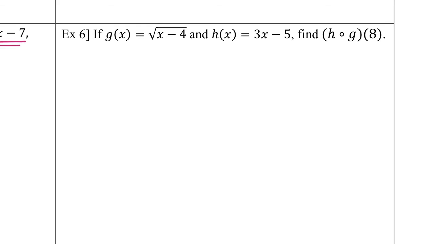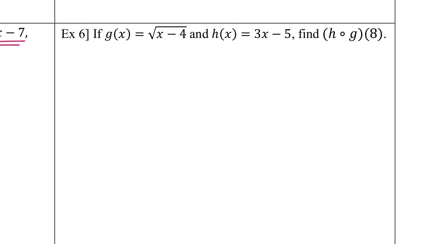Example 6. G of x equals the square root of x minus 4, and h of x equals 3x minus 5. Find h of g of 8, sorry. So let's rewrite this guy. H of g of 8. So again, I have an actual number here, so I can take g of 8 and find that first.